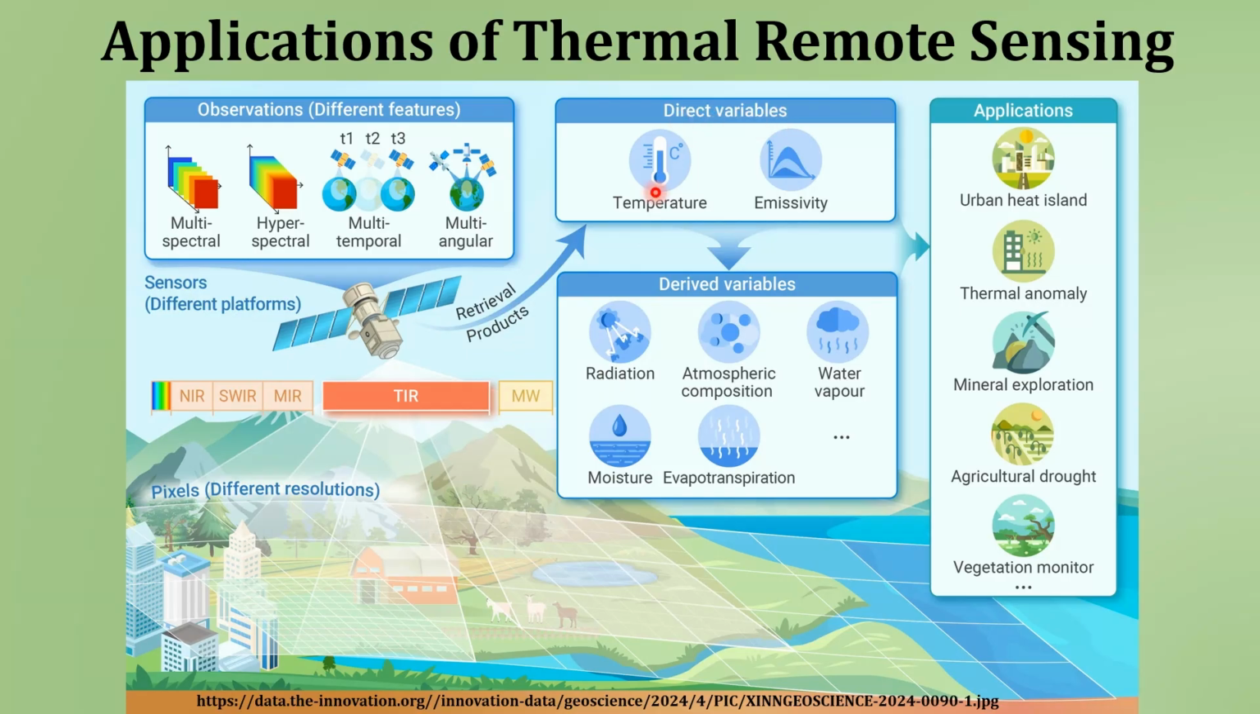And using these two parameters, we can estimate other parameters which are referred to as the derived variables, like the radiation, atmospheric composition, water vapor, moisture, or evapotranspiration. And using these variables, thermal remote sensing can be used in a wide range of applications like urban heat island, thermal anomaly, mineral exploration, agricultural drought, vegetation monitoring, etc. So we will learn some of these applications in brief.